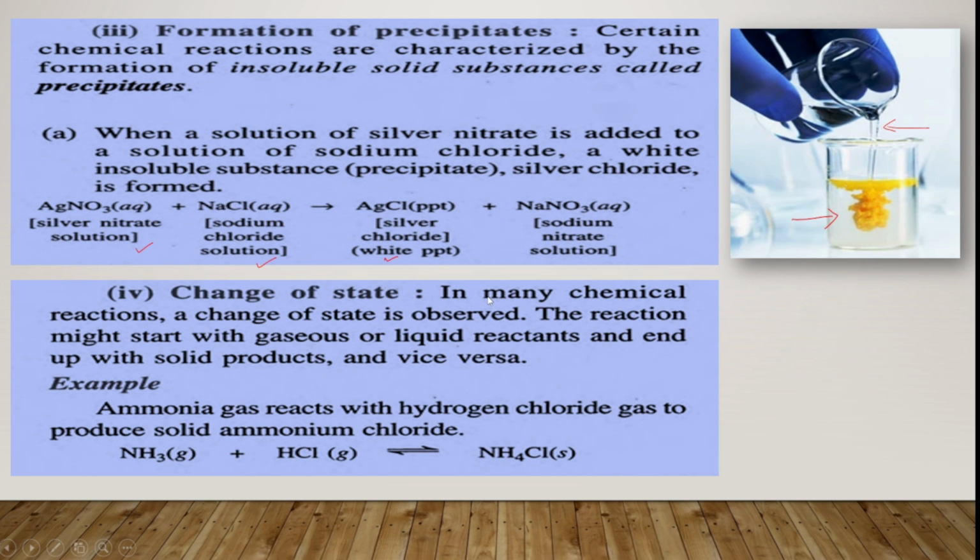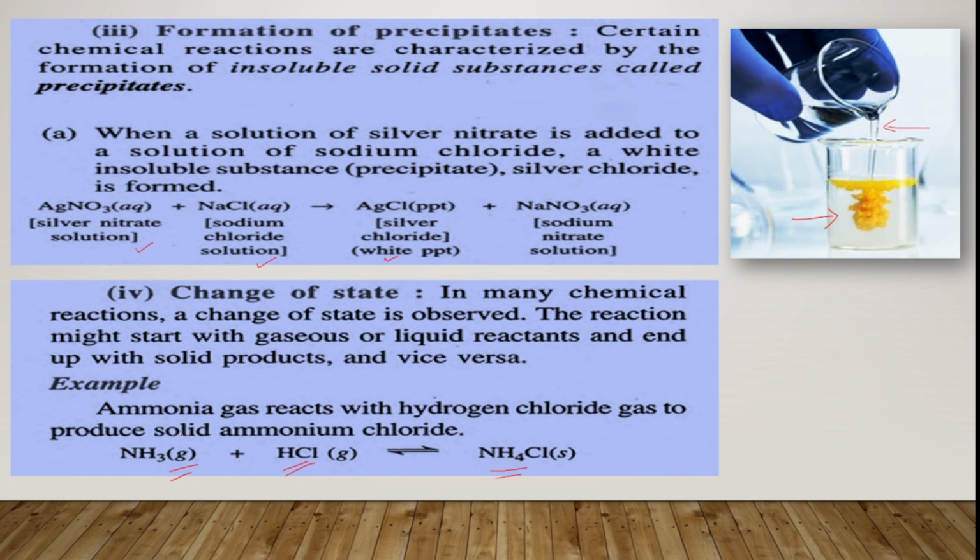Next one, change of state. We have studied about the different states, solid, liquid and gas. When a chemical reaction takes place, change of state can be observed. For example, ammonia, which is a gas, reacts with hydrogen chloride gas, which is also a gas, to form solid ammonium chloride.